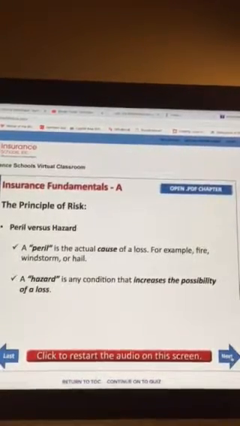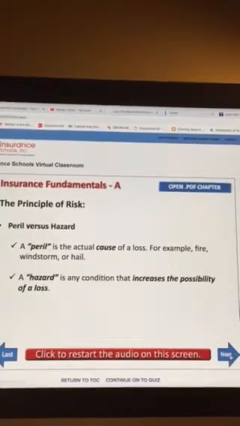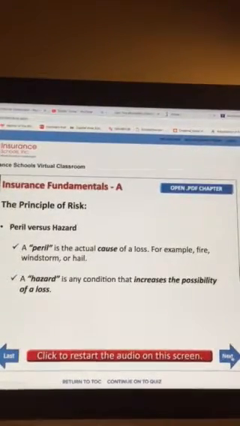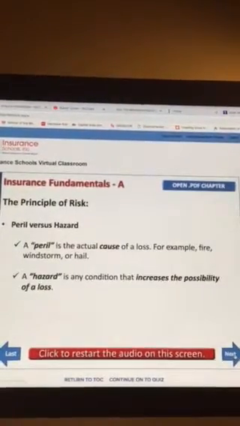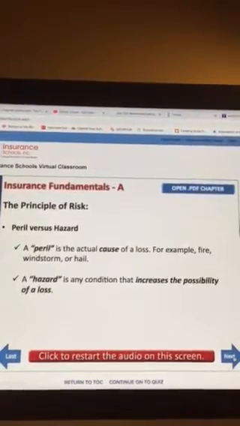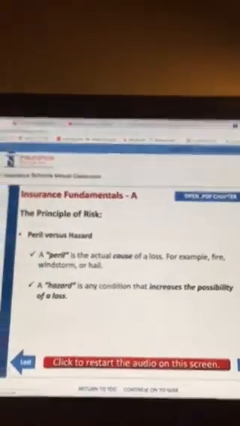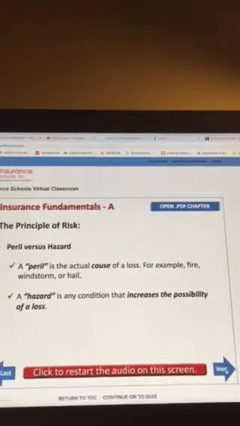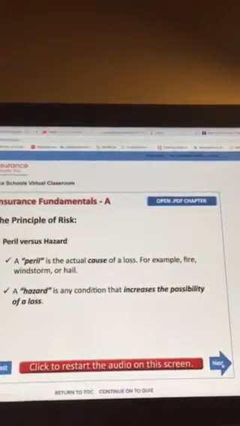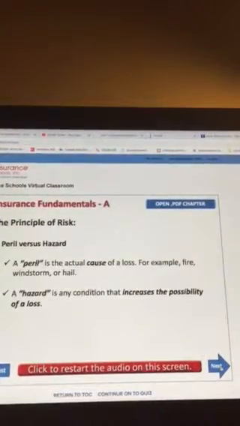On your state licensing exam, you are likely to encounter a question that asks about the difference between a peril and a hazard. A peril is the actual cause of a loss. For example, fire, windstorm, or hail may be the actual cause of damage to a house. A hazard is any condition that increases the possibility of a loss.